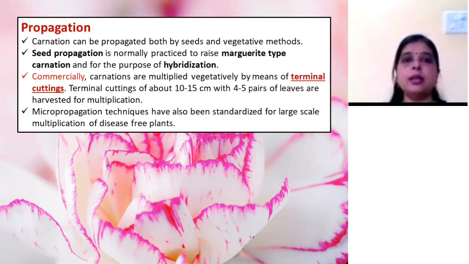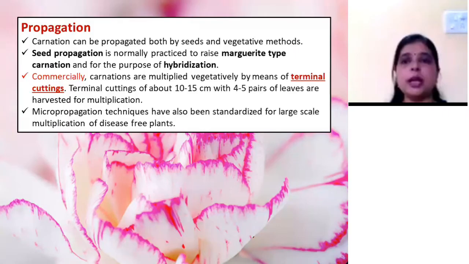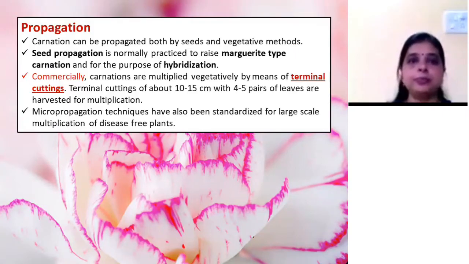In this method, 10 to 15 centimeter terminal cuttings with 4 to 5 pairs of leaves are harvested for multiplication purpose. Nowadays, micropropagation technique is also becoming popular for large scale multiplication and to get disease-free quality planting material.